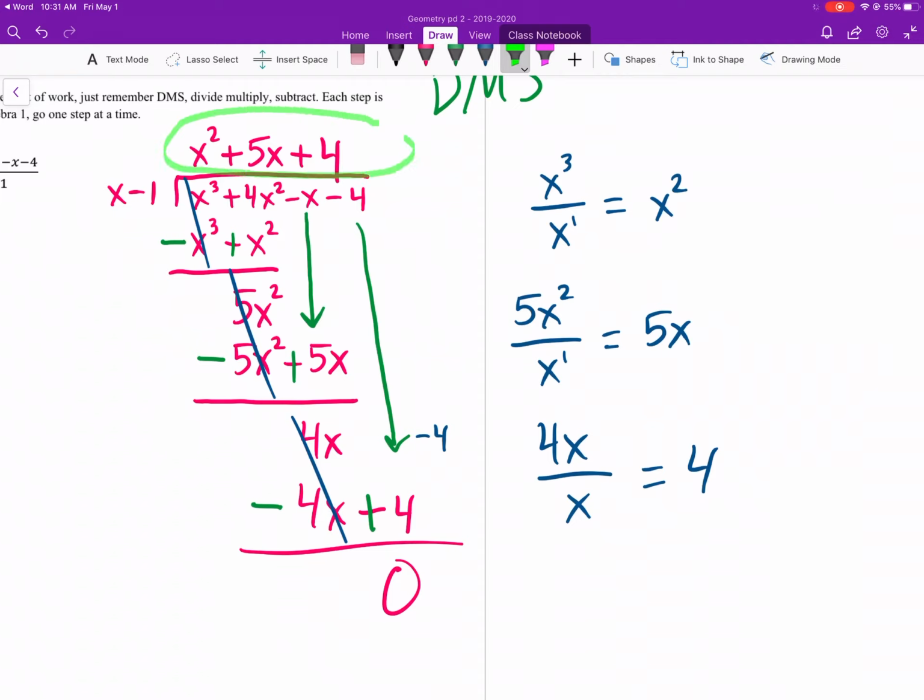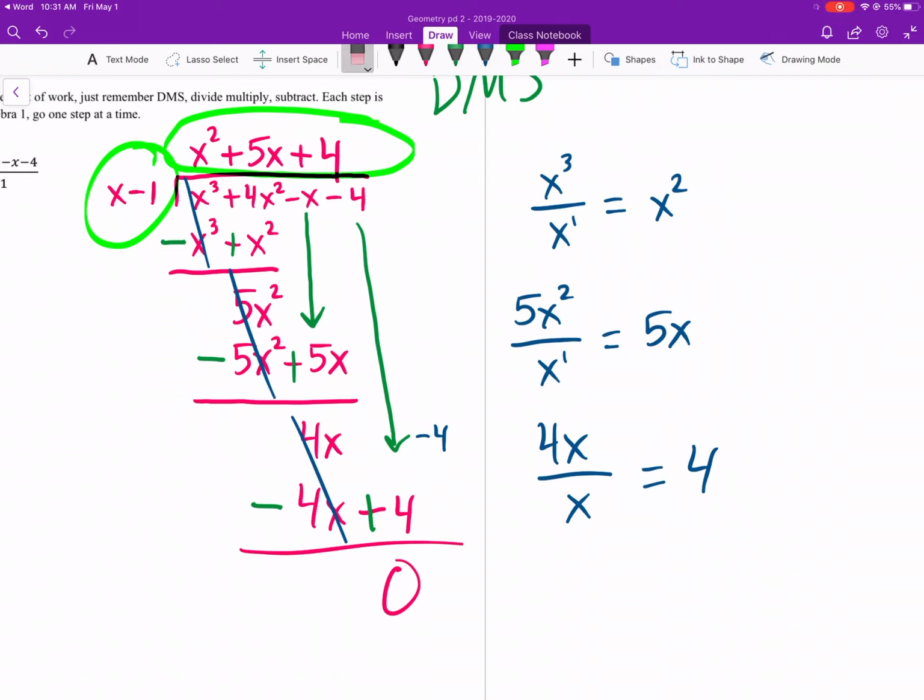So guys, very important to understand this, what that means is that if we take our answer, x squared plus 5x plus 4, and multiply that by x minus 1 there, we're going to end up with this polynomial on the inside, x cubed plus 4x squared minus x minus 4.